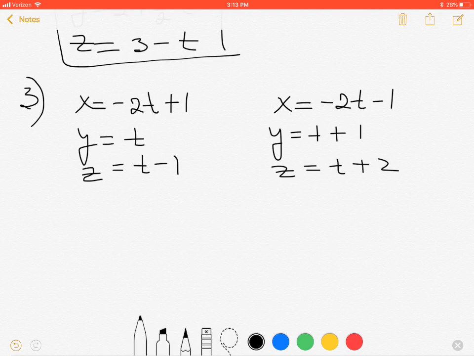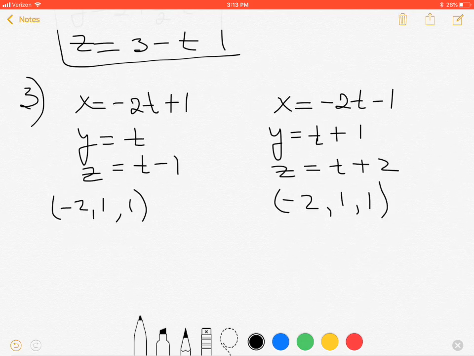Thinking here, what kind of problem do we have here? We have two lines, and if you check your direction vector, for the first line it will be -2, 1, 1. For the second line, it will be -2, 1, 1. This means we have two parallel lines.